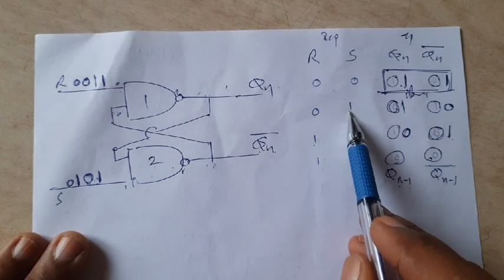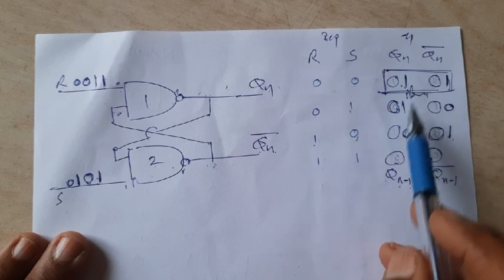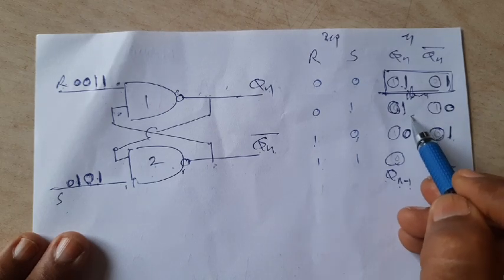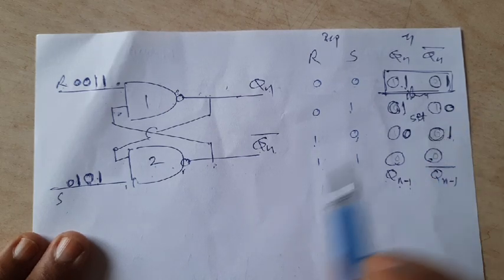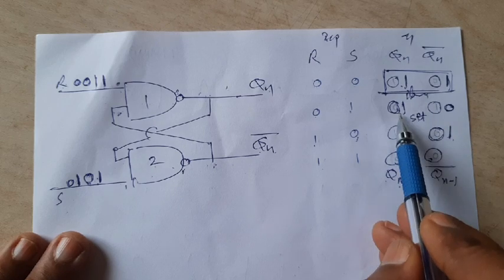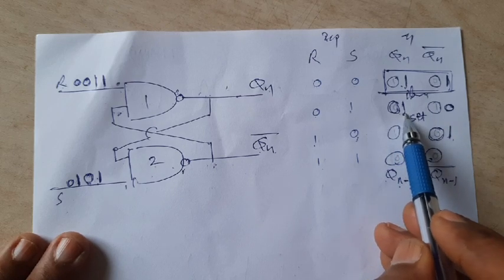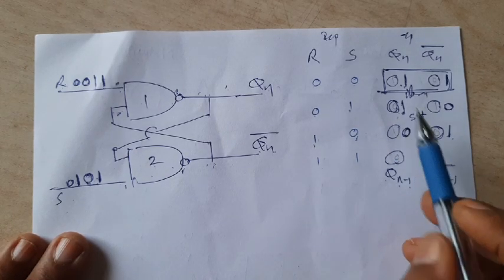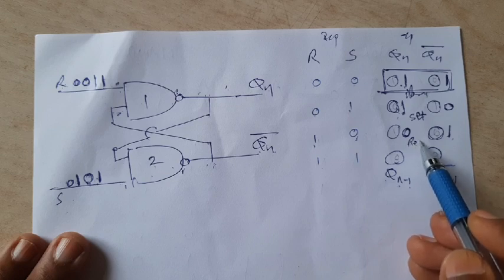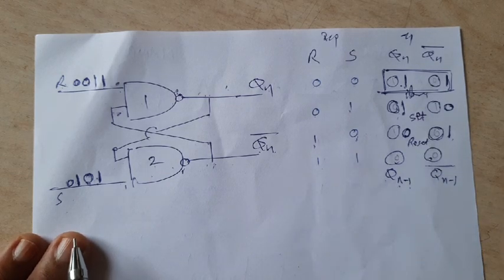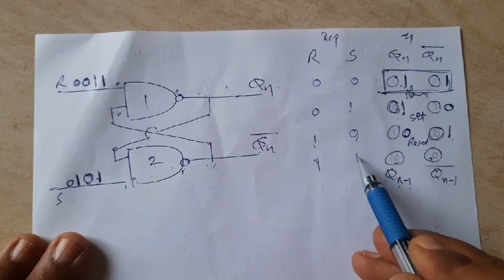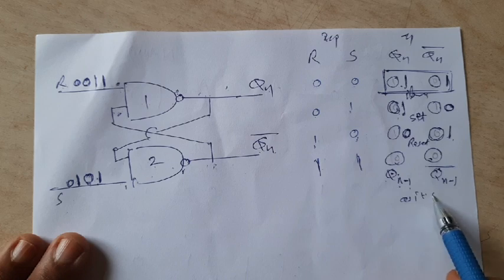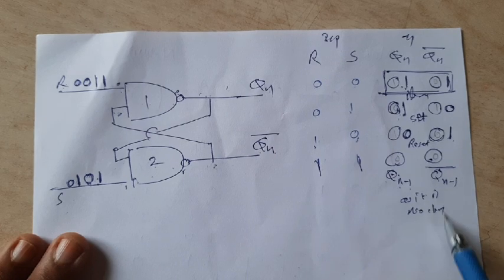If R is 0 and S is 1, then output Qn is set, it is 1. Obviously, the other is the complement. So this state is known as the set state. Here the flip-flop gets set. The main output becomes 1. If R is 1, it resets the flip-flop. Output becomes 0. So I will call this the reset state of the flip-flop. And when both are 1 1, then the output remains as it is, or there is no change.